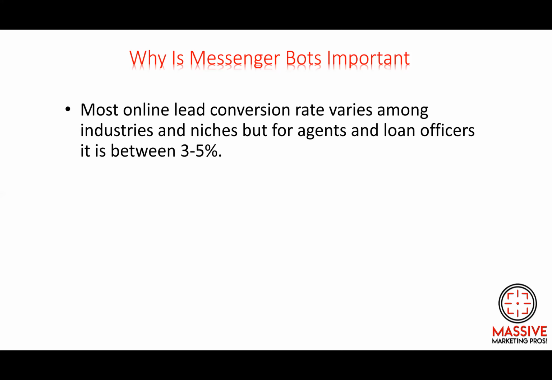Why are messenger bots important again, right? Most online lead conversion rates vary. As a lot of you already know, if you run ads for yourself, warm leads are not the same as internet leads. They're a little bit colder. They need more follow-up. They need more automation. They need more touches, right? So, the online conversion rate varies among industries and niches, but for agents and loan officers, it's basically in between 3 to 5%. That's what we're seeing across the board for us.